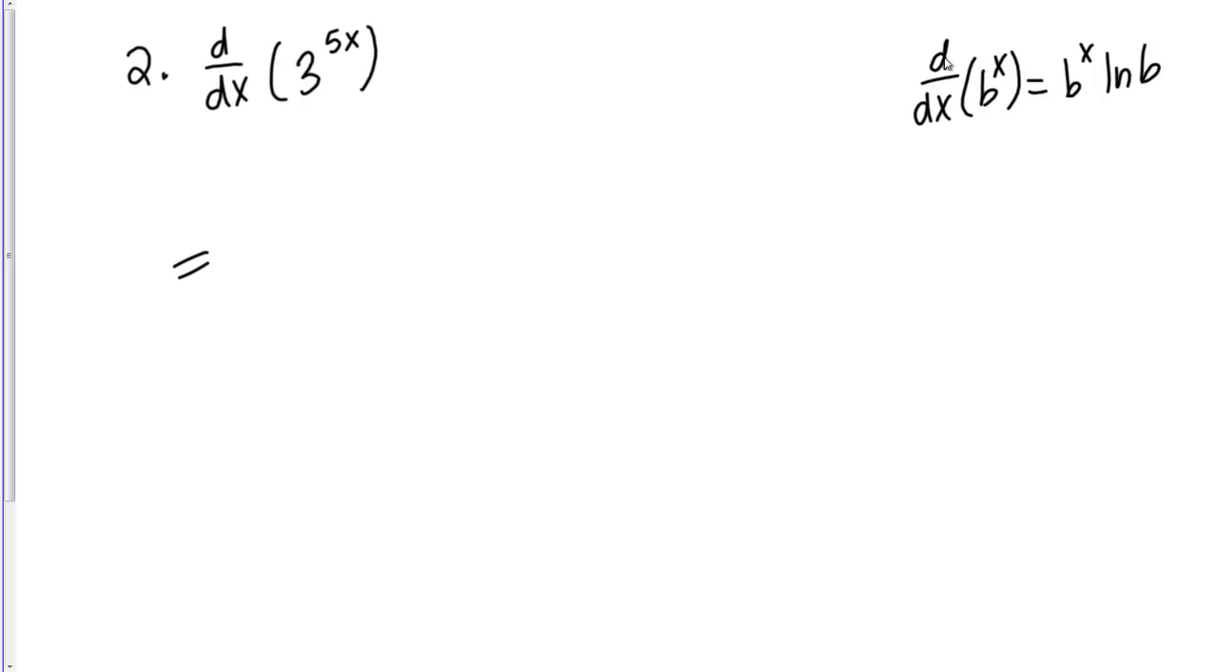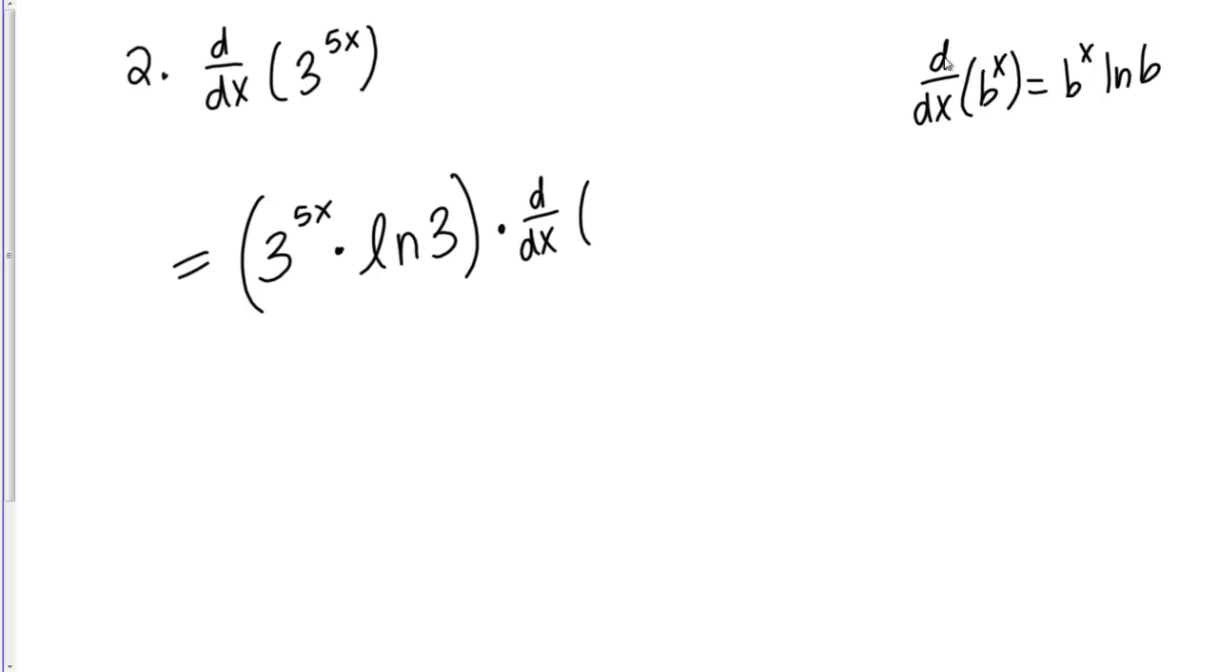Okay, so I always want to start by taking the derivative of the outer function. So the rule says that I keep the 3 to the 5x, multiply it by the natural log of the base, which in this case is 3, so times ln 3, times the derivative of the inner function. And for clarity, I'm just going to write out this step here. So the derivative of the inner function, which in this case is 5x. So this is 3 to the 5x times natural log of 3 times the derivative of 5x, which is 5.